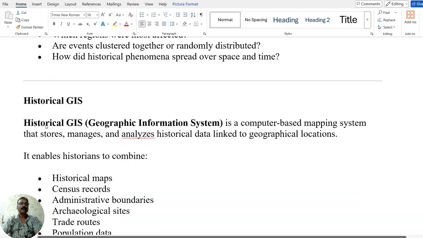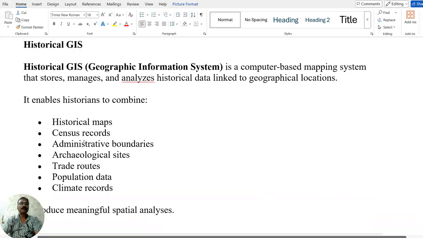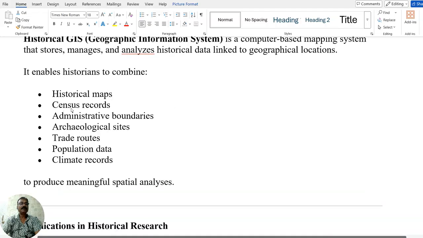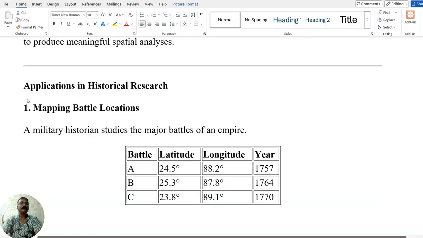Now, historical GIS. Historical GIS, Geographic Information System, is a computer-based mapping system that stores, manages, and analyzes historical data linked to geographical locations. It enables historians to combine historical maps, census records, administrative boundaries, archaeological sites, trade routes, population data, and climate records to produce meaningful spatial analysis. How can we apply this in historical research?